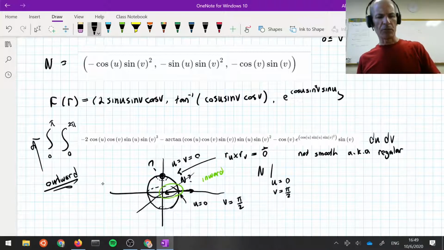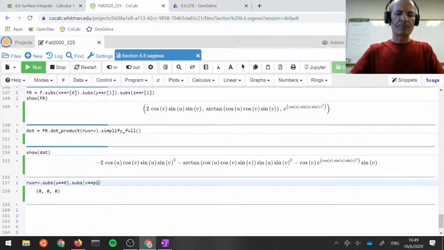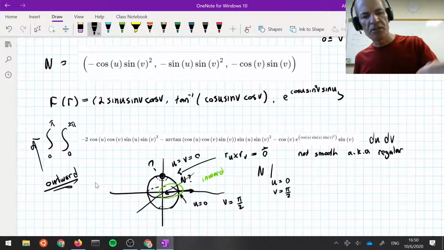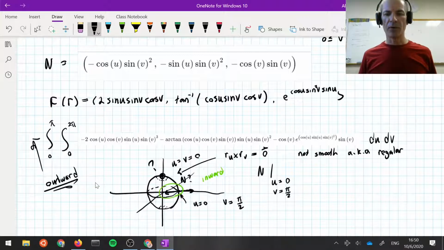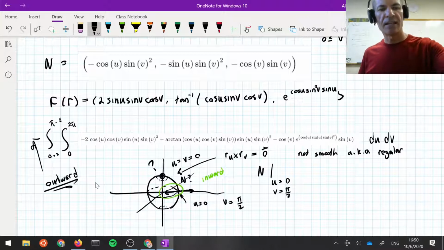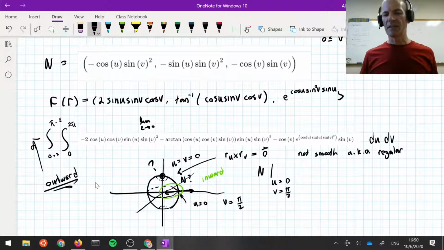I'm not even sure if both poles are a problem. Let me check the other pole. So at the other pole, we could take, say, u equals 0, and we could say v equals pi. And yeah, the other pole's a problem too, but everything in between is fine. So what you can do is just do the integral from really close to the North Pole all the way to really close to the South Pole. That would involve just backing off a little bit here, minus epsilon here and plus epsilon here, and then take the limit as epsilon goes to 0, and you'll get the same thing.